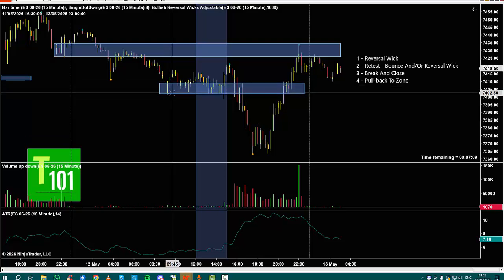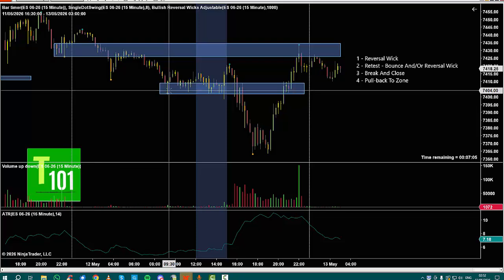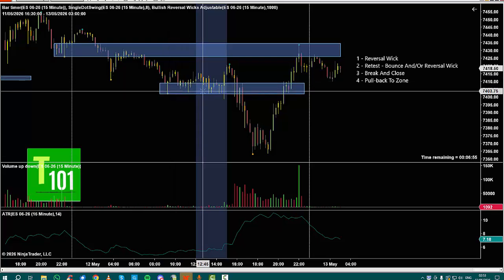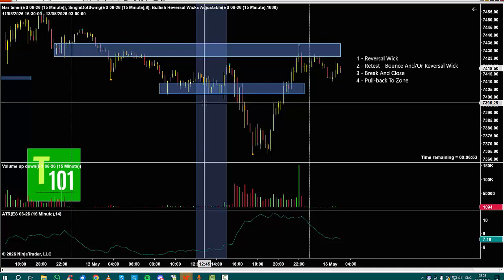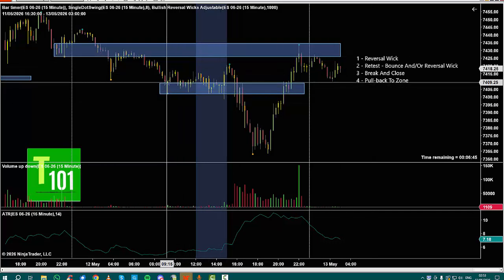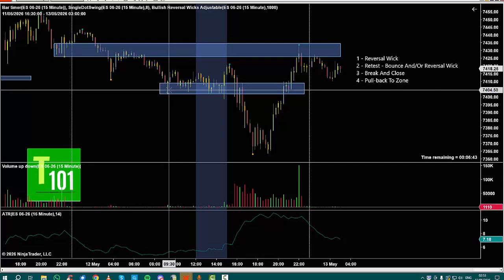So for zones which we're going to short off of, we're using bullish candlesticks. And for zones that we're going to go long off of, we're using bearish candlesticks. So it's support that then becomes resistance in the case of the short, or resistance that then becomes support in the case of the long. So let's look at this short example here. Number 1, reversal candlestick. We get the lower shadow of this bullish candle.